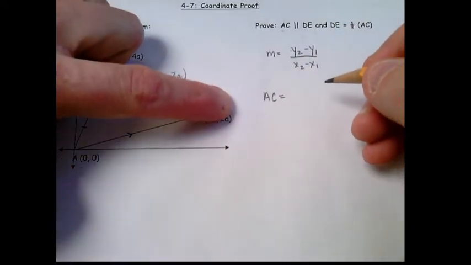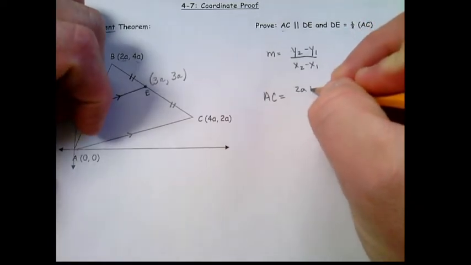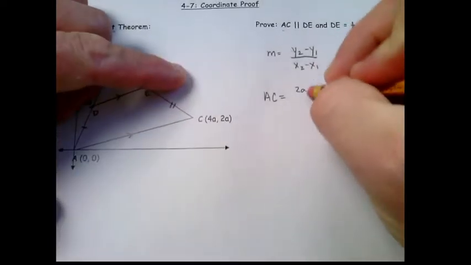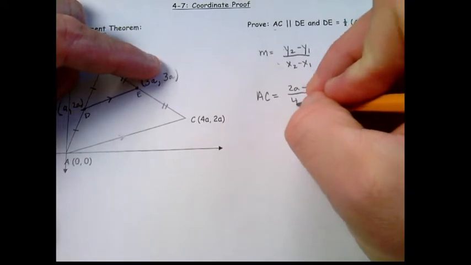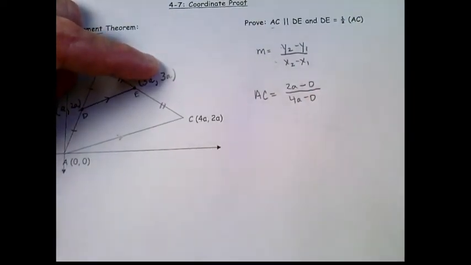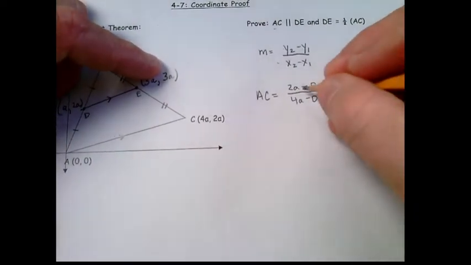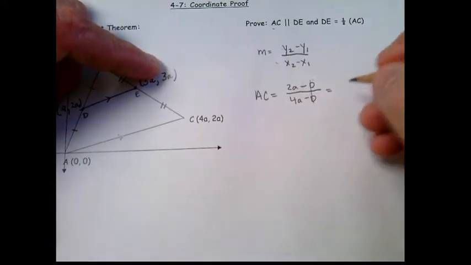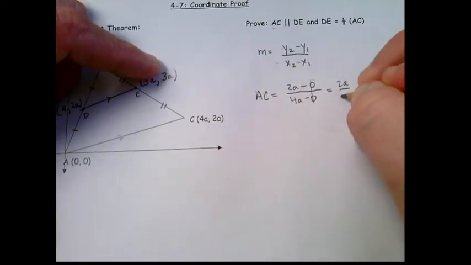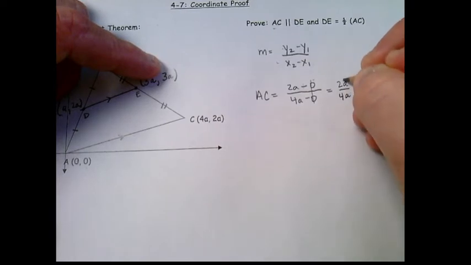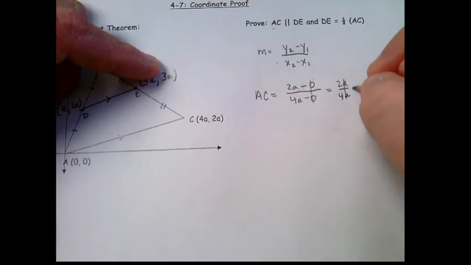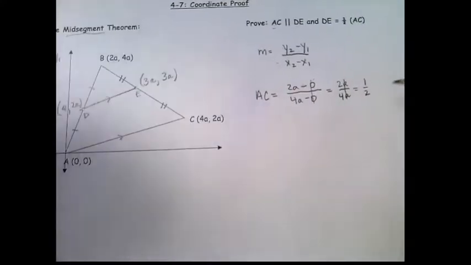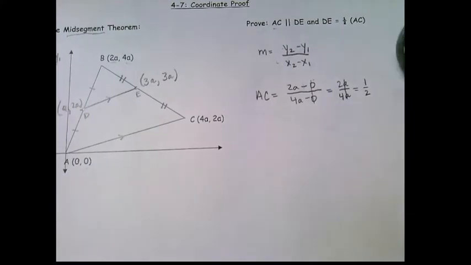I'll do something like this, 2a plus 0. Sorry, it should be minus 0. We're subtracting here. 2a minus 0 over 4a minus 0. Now if I simplify that, it just becomes 2a over 4a. And if I reduce that down, the a's will go bye-bye, they cancel each other out. 2 divided by 4 is 1/2. So the slope of AC as of right now is 1/2.